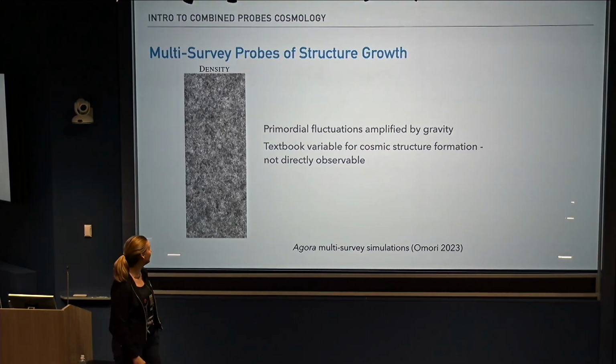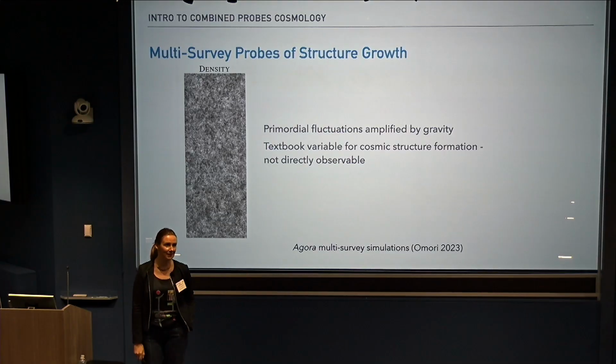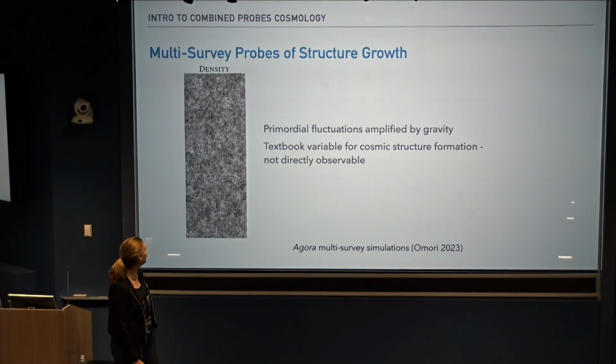How do we do that in practice? A textbook would tell you that the variable for cluster structure formation is the density contrast. That's great, except that it's not directly observable. So we need some more traces.